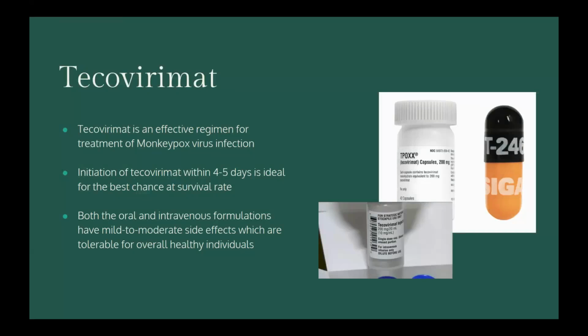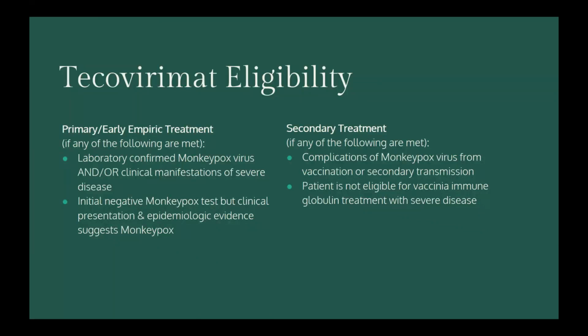So to kind of stop a little bit and summarize Tecovirimat before moving on, here are some main points. Tecovirimat is an effective regimen for treatment of monkeypox virus infection. Initiation of Tecovirimat within 4 to 5 days is ideal for the best chance at survival. And then both the oral and IV formulations have mild to moderate side effects, which are tolerable for overall healthy individuals. So now we know Tecovirimat is safe and effective. Where does it play in therapy?